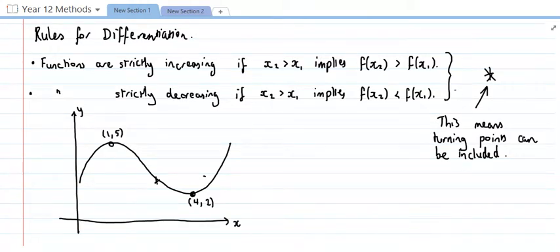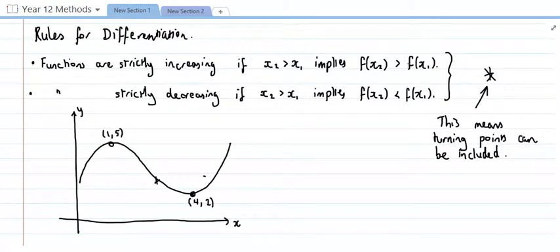Right, so in this video I'm going to have a quick look at increasing and decreasing functions. We've got these two conditions for it. So the first one, a function is strictly increasing if x2 greater than x1 implies f of x2 is greater than f of x1. What this means is that we assume that x2 is to the right of x1, okay? That's what it's saying with x2 being greater than x1, but it implies that the y value at x2 is greater than the y value at x1.